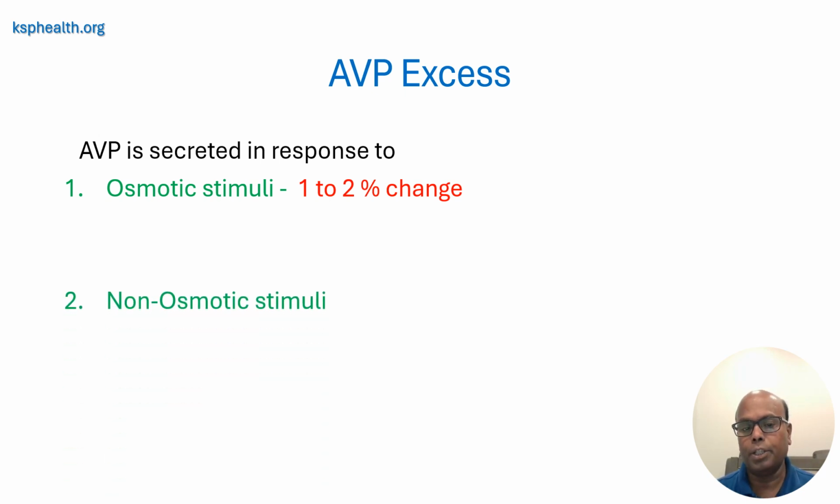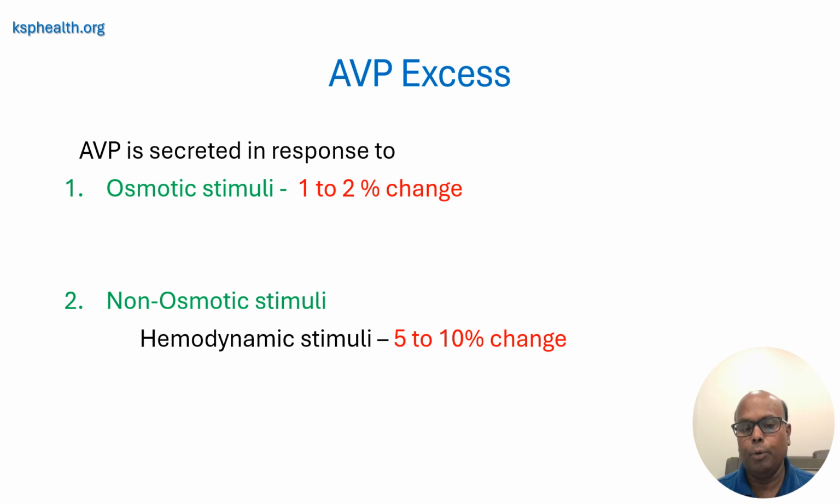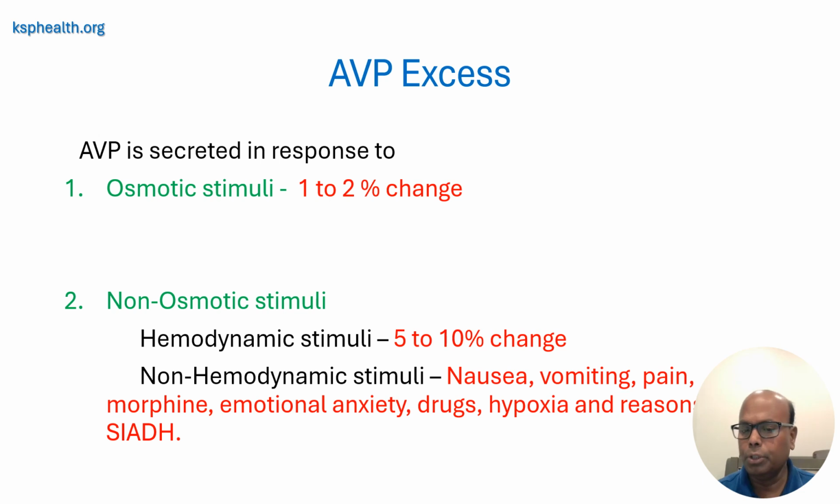There are non-osmotic stimuli that also promote the secretion of arginine vasopressin. The most important are hemodynamic stimuli. When the blood pressure drops, or because of bleeding or dehydration, arginine vasopressin is secreted in order to maintain blood pressure and homeostasis.